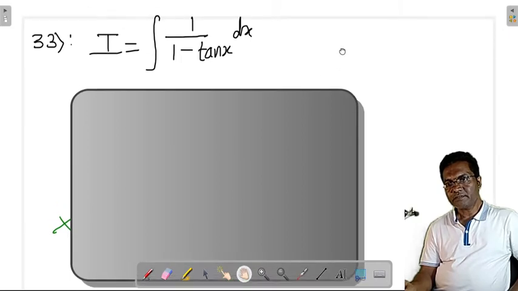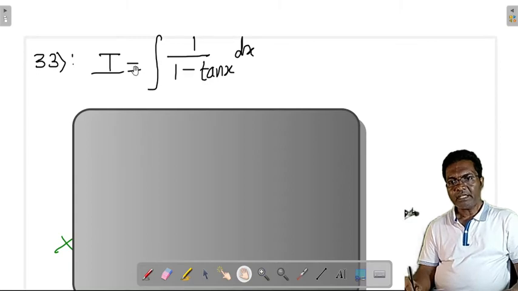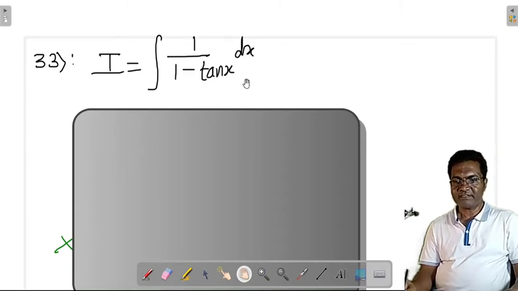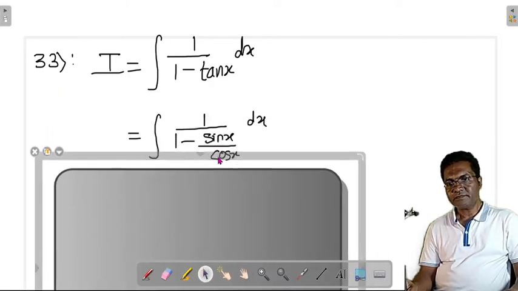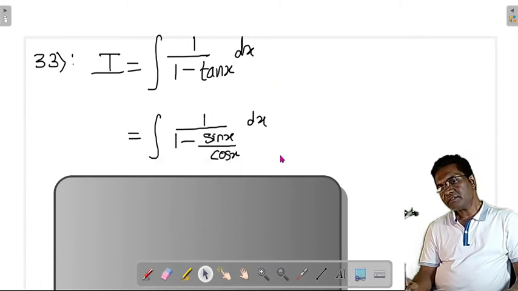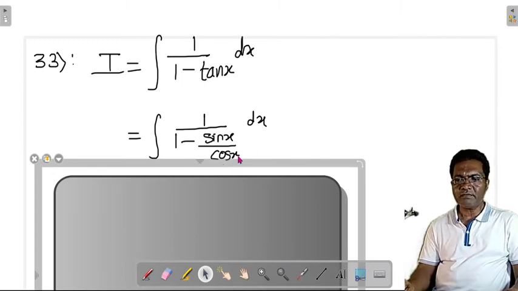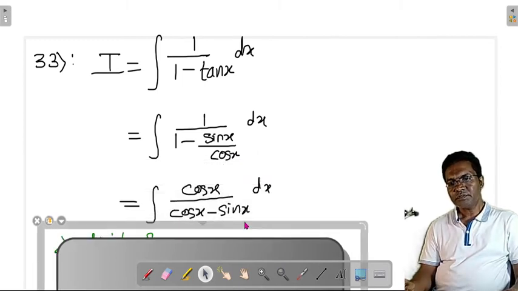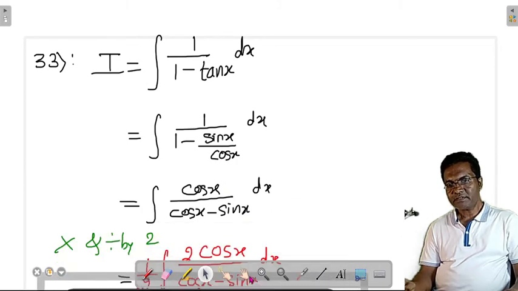Look at this. Question number 33. Integration of 1 by 1 minus tan x dx. Okay. Again you have to convert as earlier. Tan means sin x by cos x. Okay, please pause the video and try yourself. The procedure is the same. Cos x minus sin x goes up, so you'll get this.